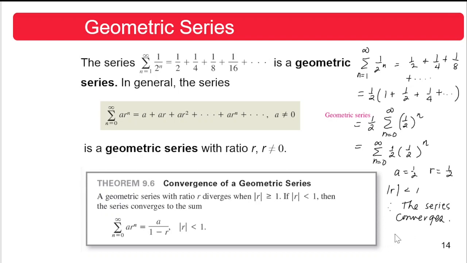But what is the value of convergence? Recall that the value of convergence, or the sum of the geometric series, is defined as A over 1 minus R. If A is 1/2 and R is also 1/2, then we have 1/2 over 1 minus 1/2. Again, 1 minus 1/2 is 1/2. So 1/2 divided by 1/2 is equal to 1. This is the sum of the geometric series.